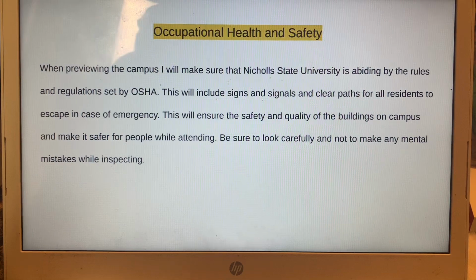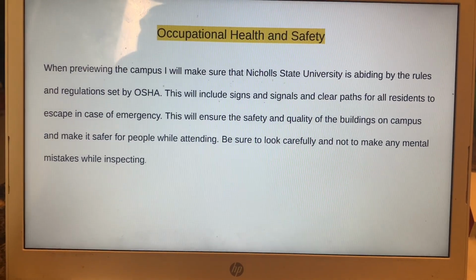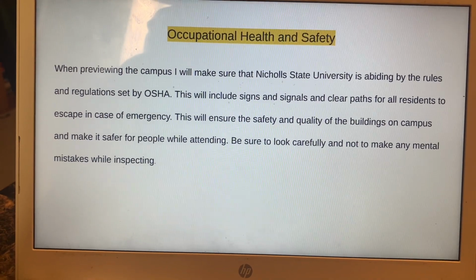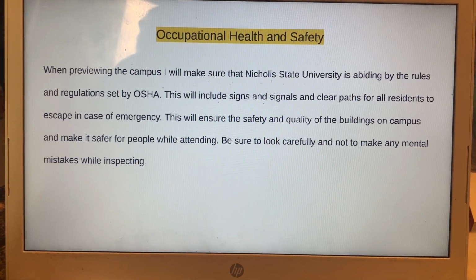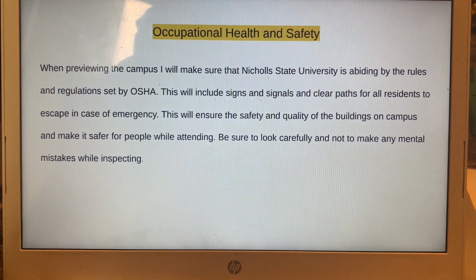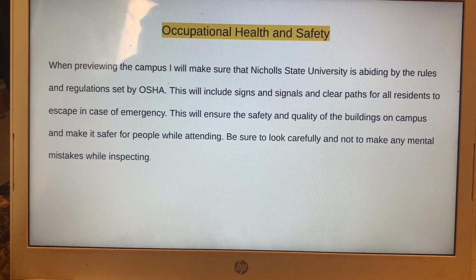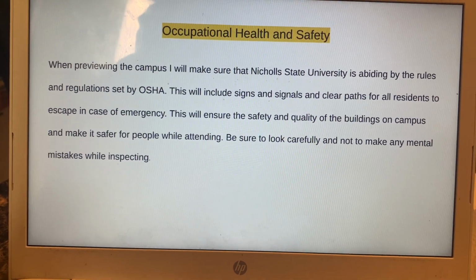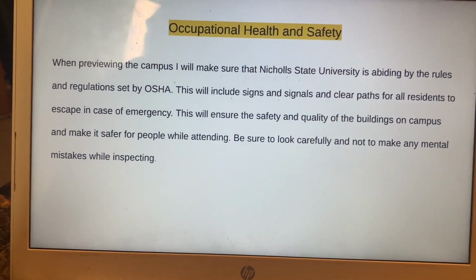Occupational health and safety. When previewing the campus, I will make sure that Nicholls State University is abiding by the rules and regulations set by OSHA. This will include signs and signals and clear paths for all residents to escape in case of emergency. This will ensure the safety and quality of the buildings on campus and make it safer for people attending. Be sure to look carefully and not to make any mental mistakes while inspecting.